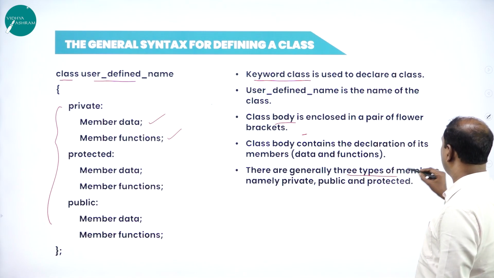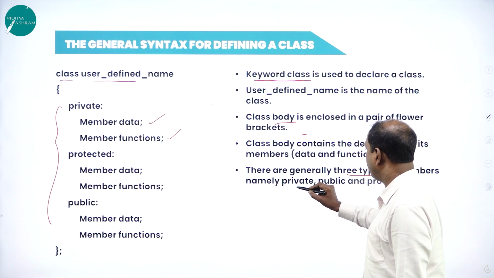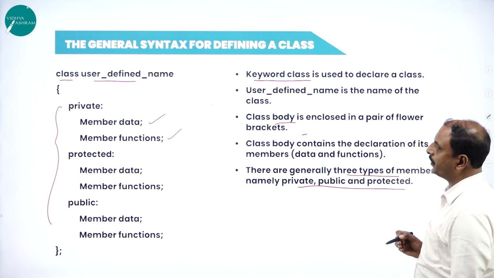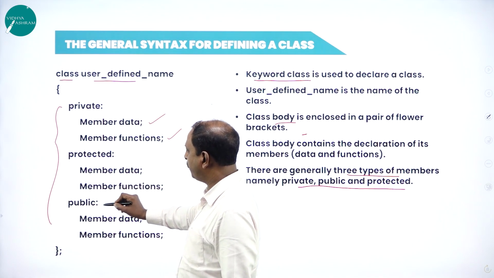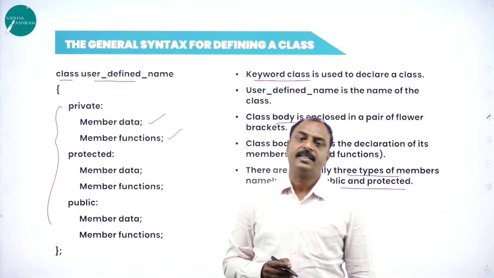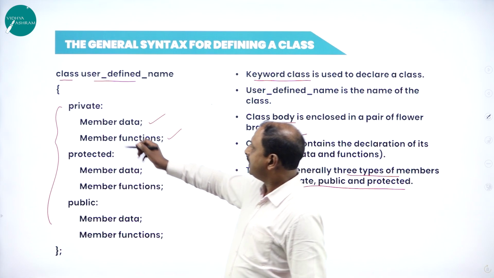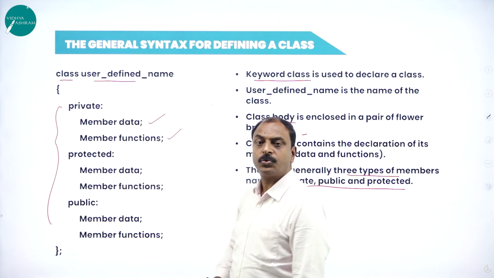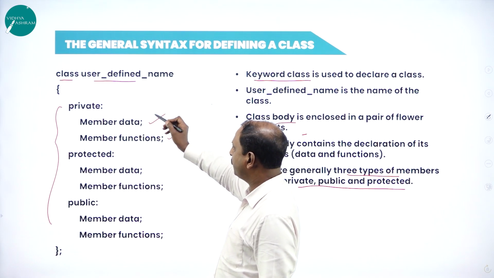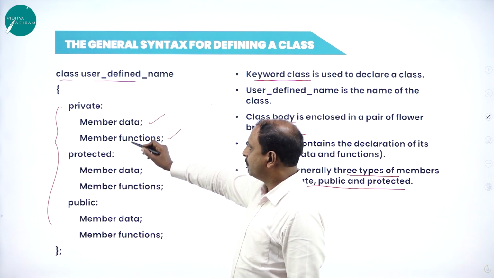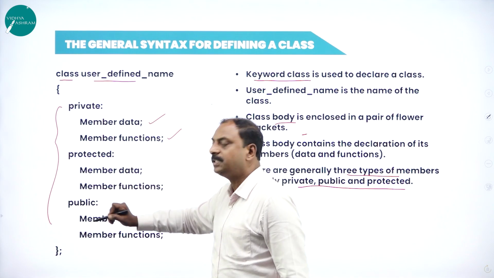Next, there are three types of members, namely private, public, and protected. Here in the syntax, private, protected, and public are called access specifiers. These access specifiers are used to control the access level to the data members as well as member methods. That is the use of these access specifiers.